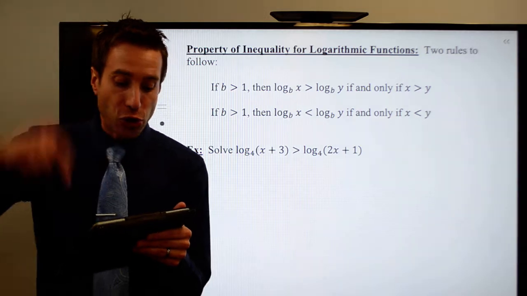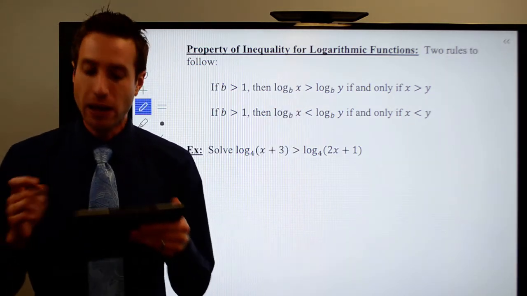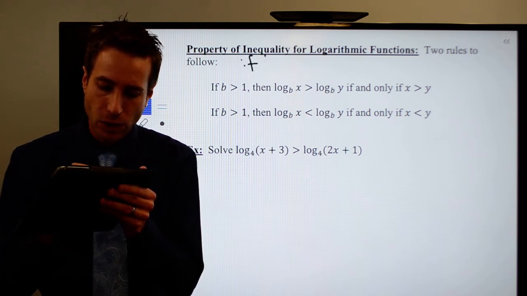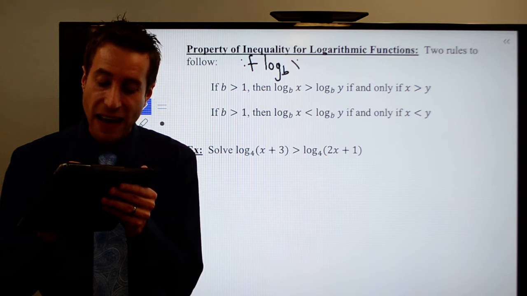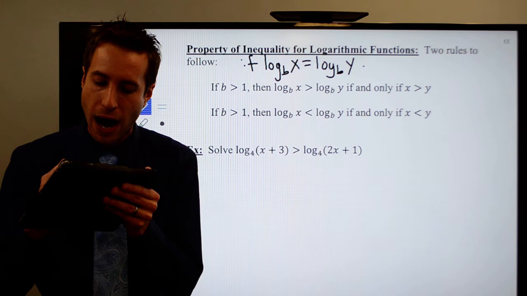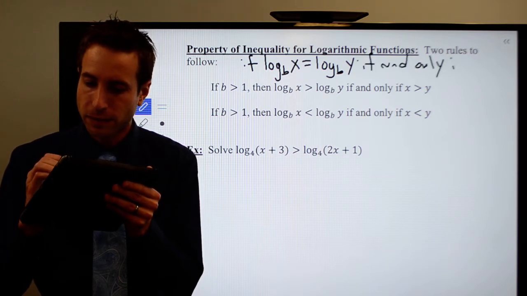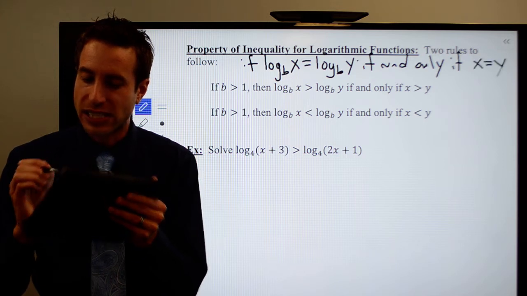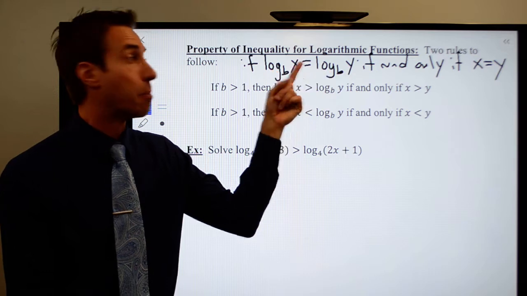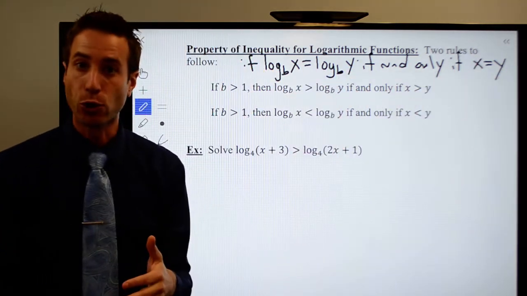And also earlier in this set of notes, we got the property of equality for logarithms, which said this: if you have log base b of x is equal to log base b of y, if and only if x was equal to y, right? So if you have an equal sign, as long as the base of the logarithms is the same, you'll set the arguments equal to each other.